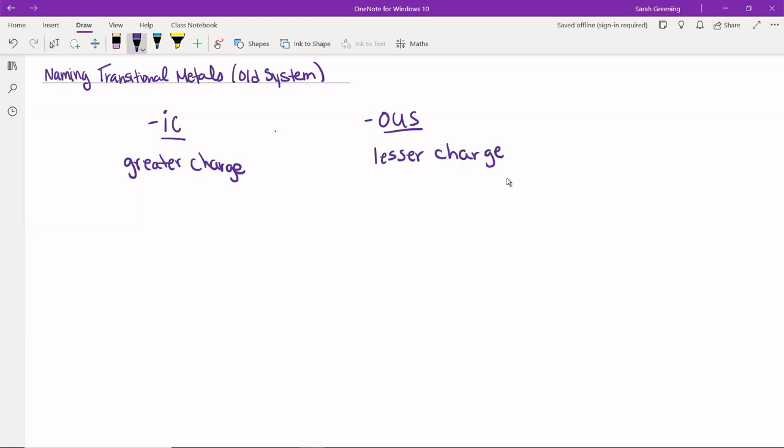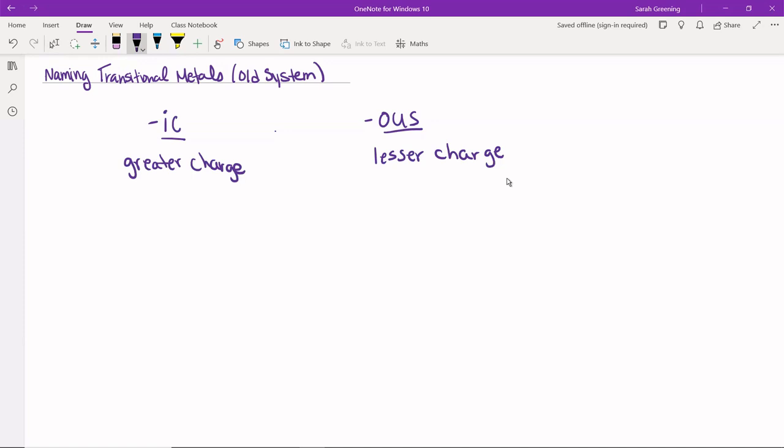You will see these types of systems typically in much older literature. If you know any older scientists, they will definitely be familiar with the ic and the us. And this is used in combination with the Latin names of chemical symbols.